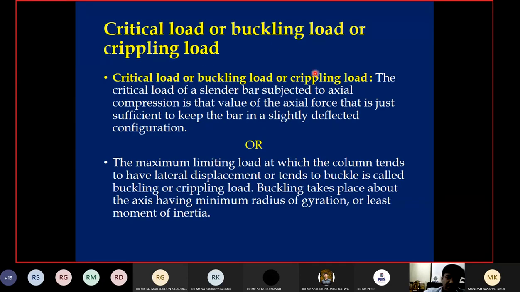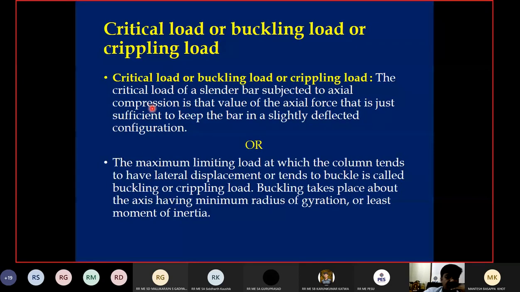So let's define what is the buckling load, or it is also called the critical load, or the crippling load. Most of the time you have the buckling load, the crippling load: the critical load of a slender bar. So now you understand why I brought in that word slender. The geometrical feature has to be there. The slender bar is subjected to axial compression. You know why it is axial, because the assumption is very clear and categorically says that it has to be axial, exactly at the centroidal axis.